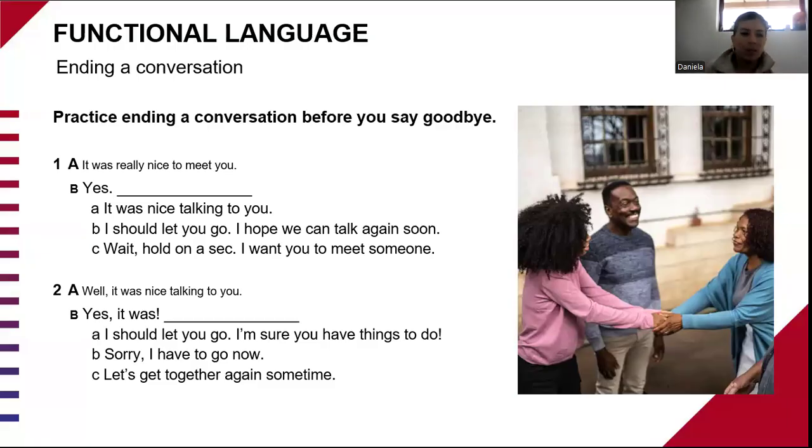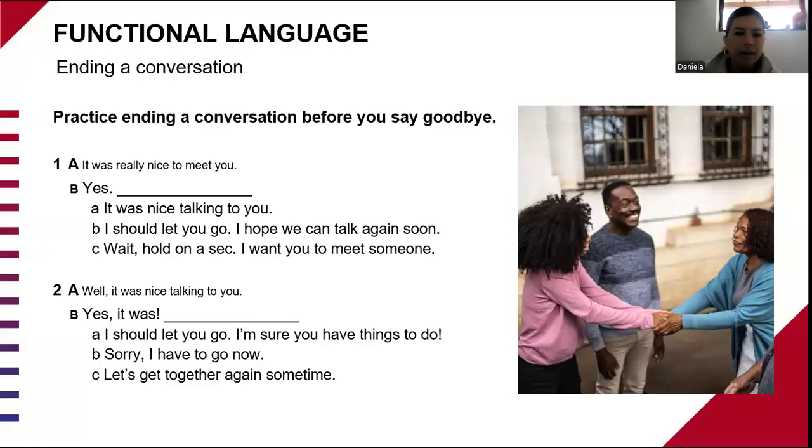You can say, yes, it was. Sorry, I have to go now. Let's get together again sometime. I should let you go. I'm sure you have things to do. Okay, so, well, it was nice talking to you. You're gonna say, yes, it was. Let's get together again sometime. And that's it. You end the conversation in a really, really polite way.